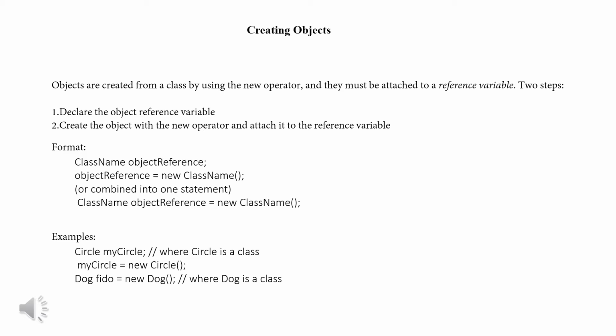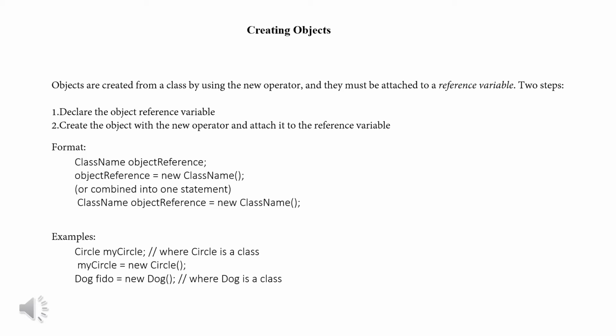You can combine these two steps in one step and write it in one line of code. Okay, so how? As you see here, class name object reference equals new class name. Declaring that variable and creating the object, both in one step. You can see some simple examples here.